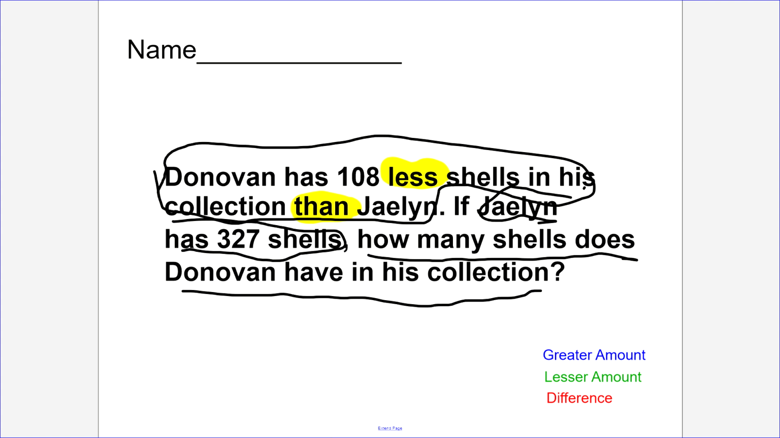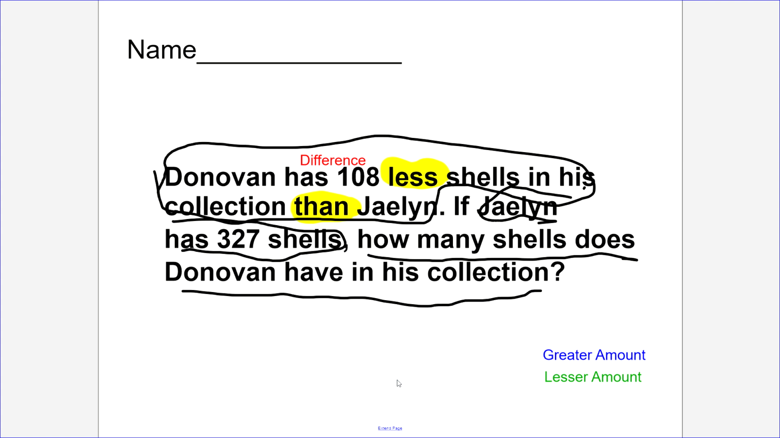I also know, third grade, that the piece of information that includes the difference words is almost always the difference, not the greater amount or the lesser amount. That tells me that this piece of information, Donovan has 108 less shells in his collection than Jalen, is not the greater amount or the lesser amount. It's the difference between the two. I have now identified the difference in this story problem. I just need to figure out which amount is greater and which amount is less.